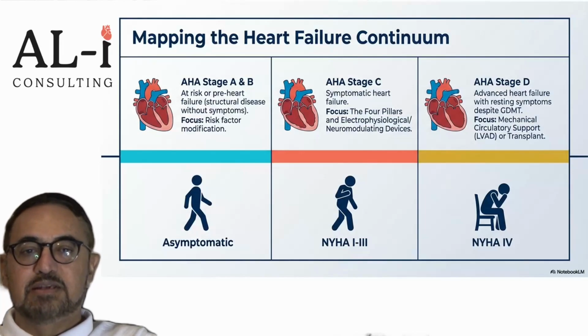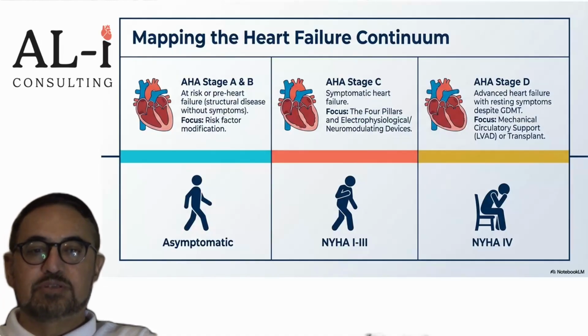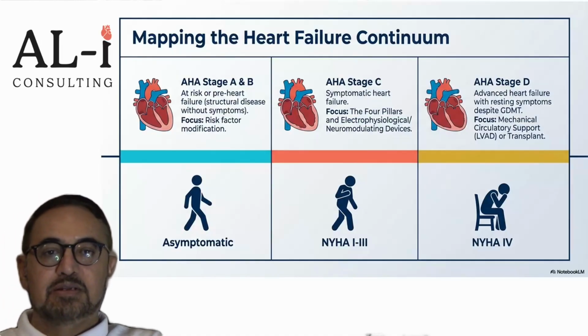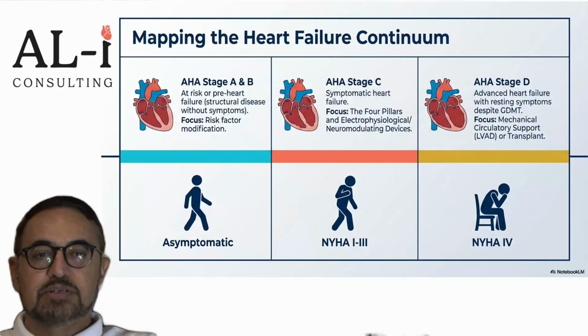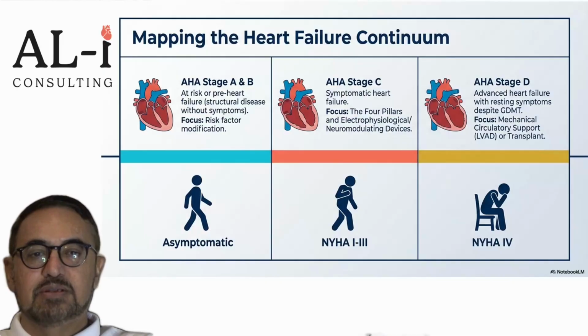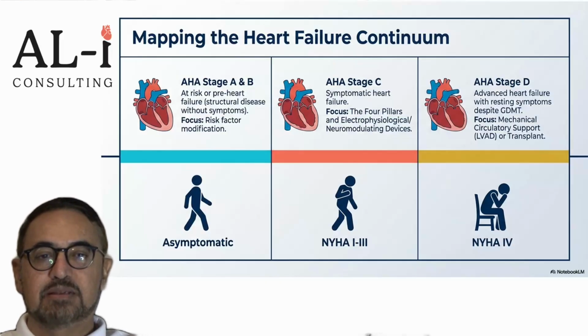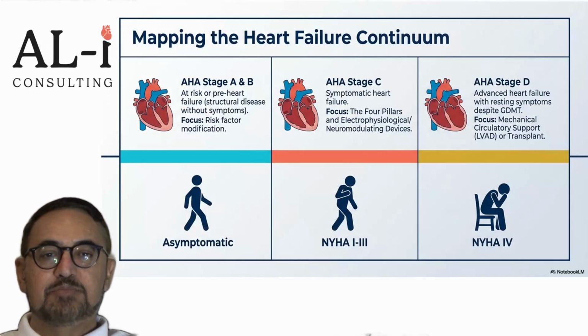On the left are stages A and B. These are patients who are at risk for heart failure or who have structural heart disease without symptoms. The focus here is prevention: control blood pressure, diabetes, obesity, ischemic risk, and other drivers of remodeling. In the middle is stage C, where the patients are now symptomatic. This is where the major therapeutic effort shifts towards the four pillars of medical therapy and selected device based strategies. These are typically our NYHA class 1 through 3 patients.